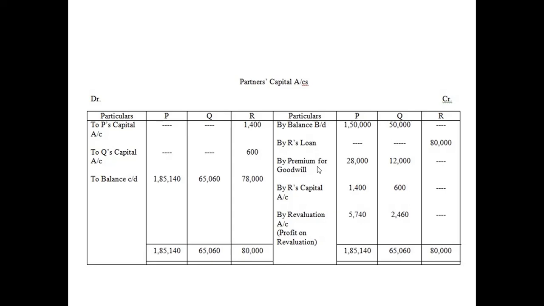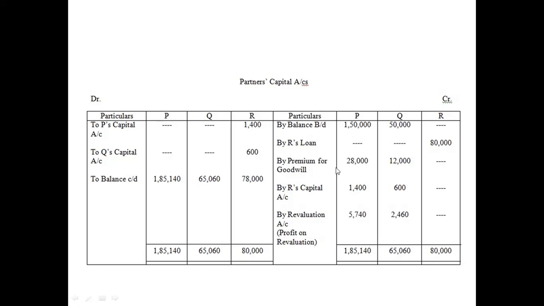Regarding this premium for goodwill, you can see the information in point number 3. The goodwill of the firm was valued at rupees 2 lakh and R brought the share of goodwill premium in cash. So he is bringing the amount of premium for goodwill. That is why we are writing here by premium for goodwill. If he was unable to bring in his amount of goodwill, then we would write here by R's current account.